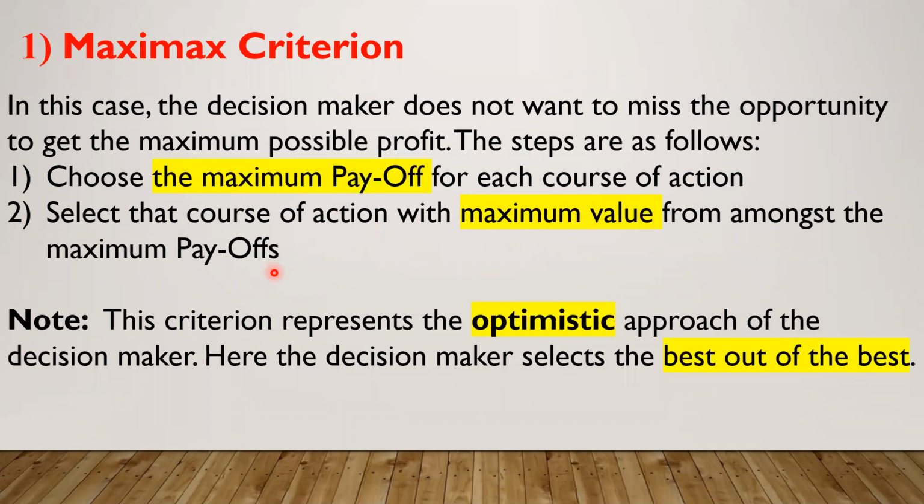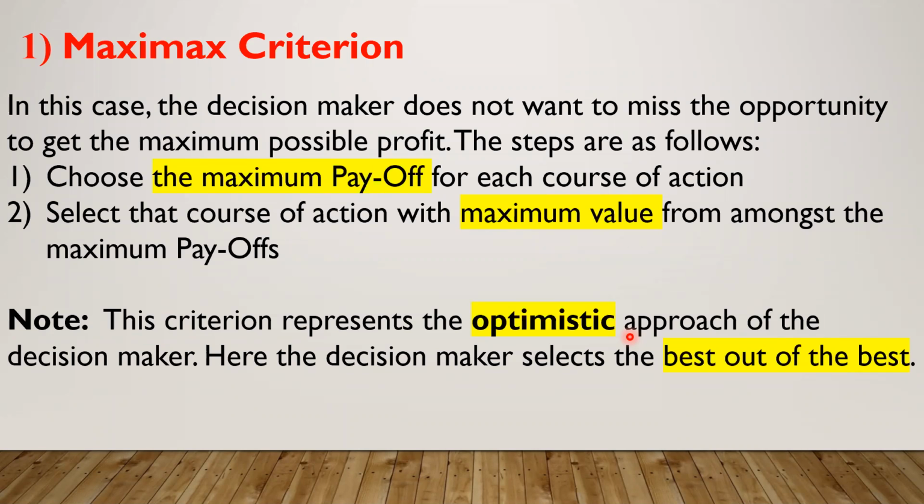So what are the steps? First, you select the maximum for each course of action. And then out of those maximums, again select the maximum. This Maximax criterion represents the optimistic approach of the decision maker. There are two types of persons in the world. One is optimistic and one is pessimistic. An optimistic person always thinks in a positive way. His attitude is always to think in a positive way.